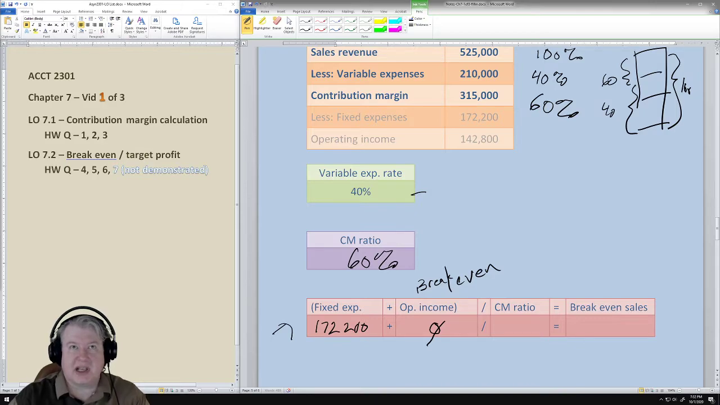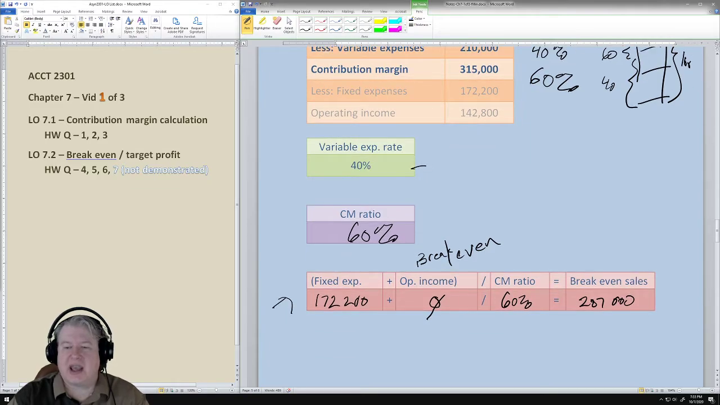income is zero, because that's what break even means. It means not losing any money, but also not earning any money. And so to get that, we would divide by the ratio, and the break even sales is 287 something, 287, or just 287 even. And what does that mean?